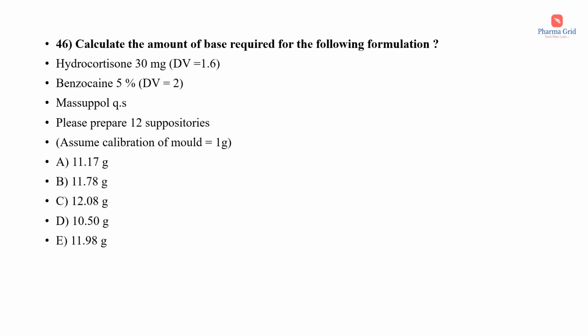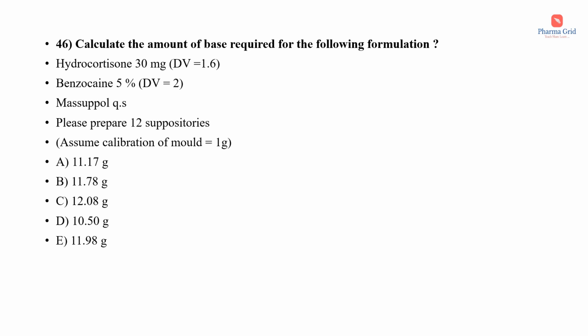Question number 46. Calculate the amount of base required for the following formulation. Hydrocortisone 30 mg, displacement value 1.6, benzocaine 5%, displacement value 2, base quantity sufficient, and we need to prepare 12 suppositories. Assume calibration of mold is equal to 1 gram.